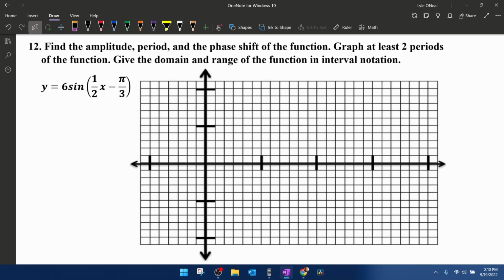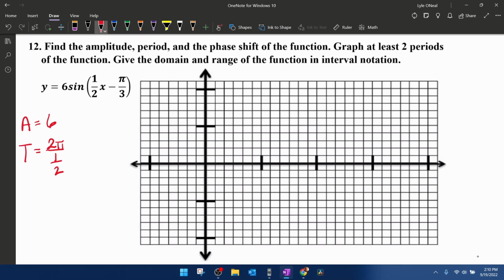Next, number 12. Find the amplitude, period, and the phase shift. Graph at least 2 periods. Give the domain and range. All right, here we go. Amplitude, absolute value of the lead coefficient, which is going to be 6. The period is 2 pi over b, but b is a half this time.